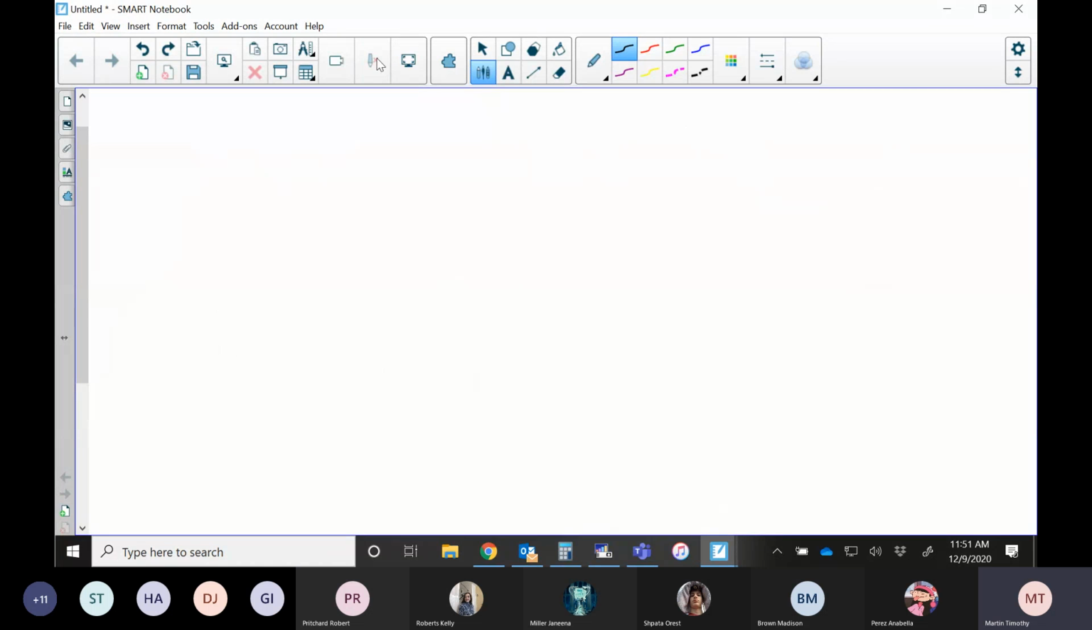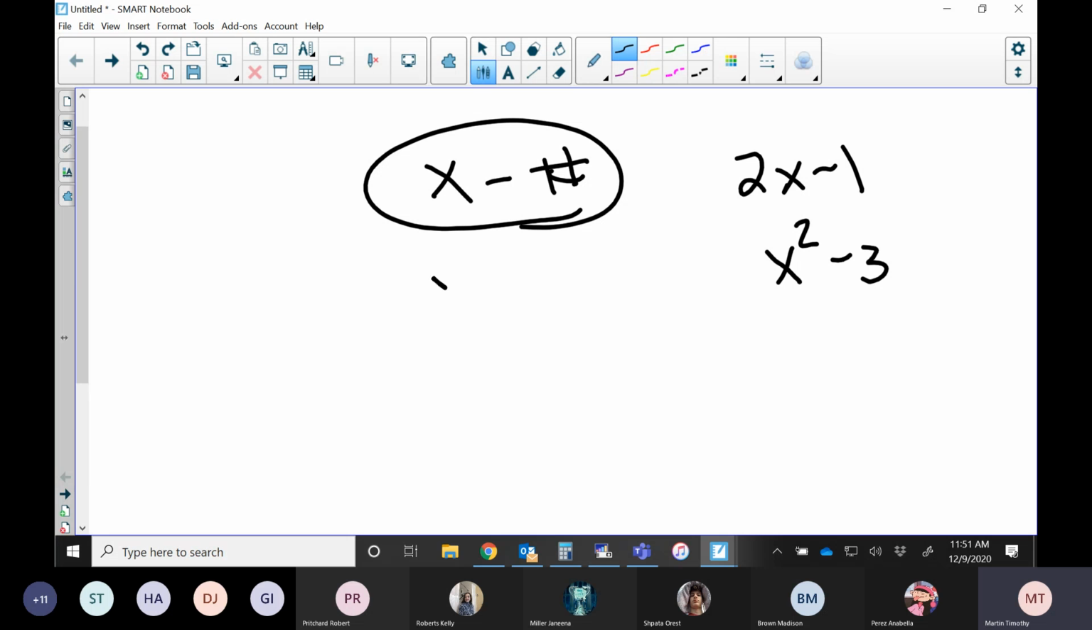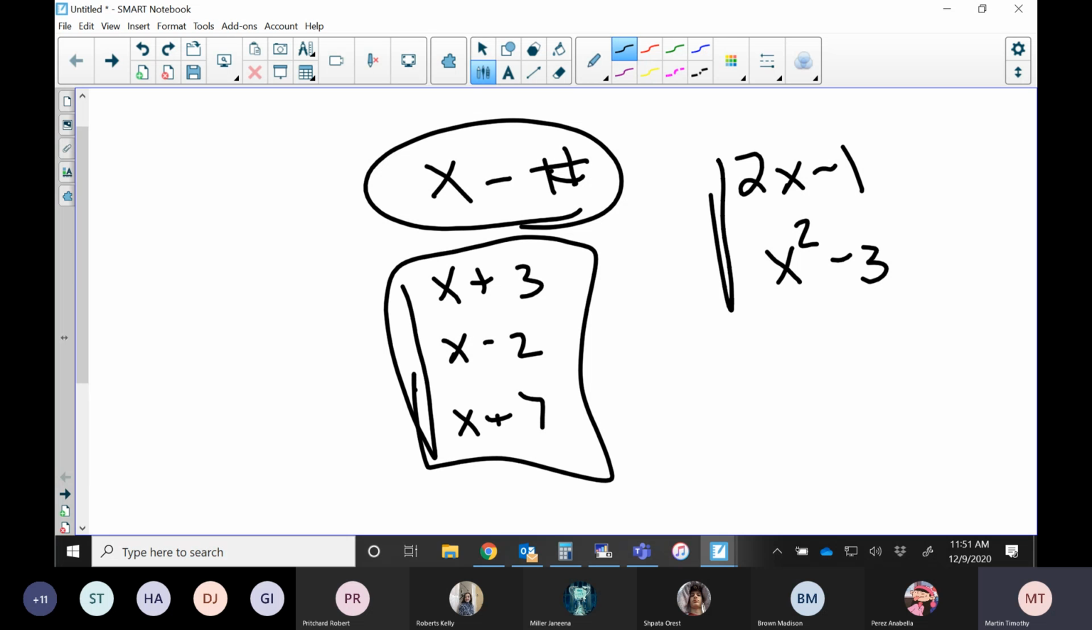Now, with synthetic division, you can only do synthetic division if you have minus some number. You cannot do synthetic division if you have 2x minus 1. You cannot do synthetic division if you have x squared minus 3. You can only do synthetic division when you have something like x plus 3 or x minus 2 or x plus 7. Anything like this, you can do synthetic. Anything like this, you must use long division.